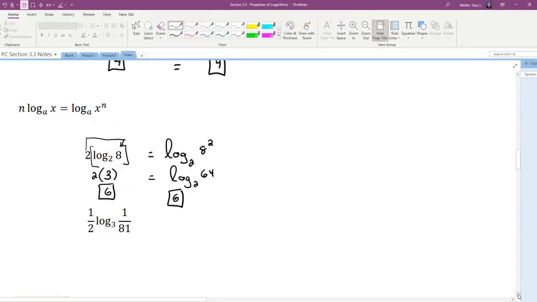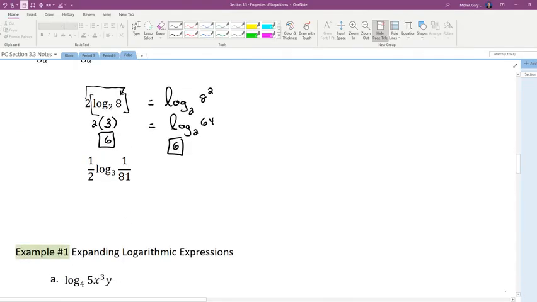All right, one more. Log base 3 of 1 over 81. What number raised to the 3rd power is 81?